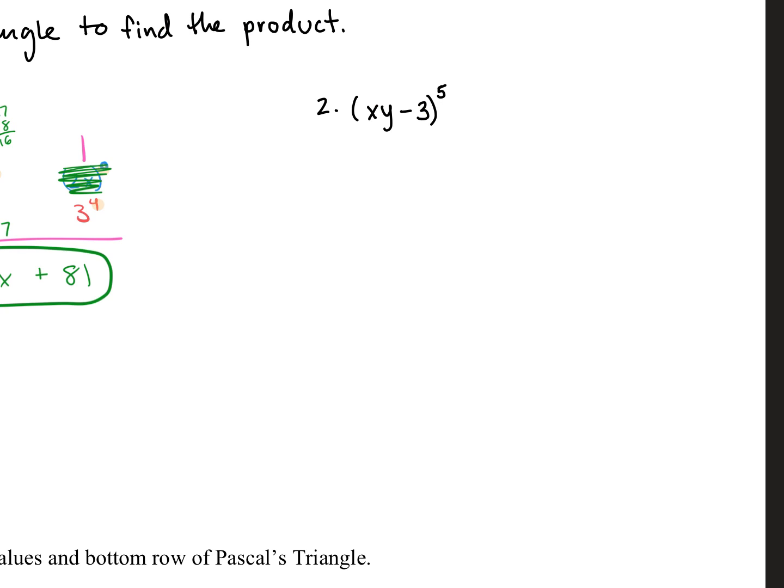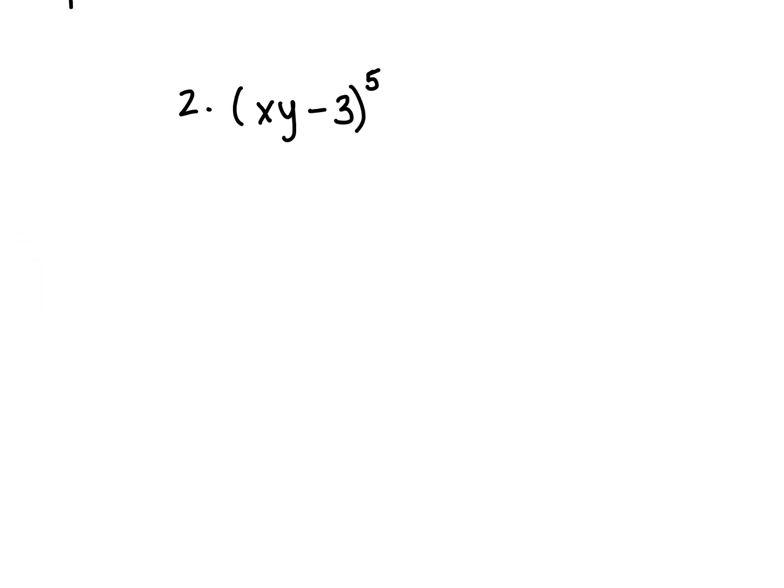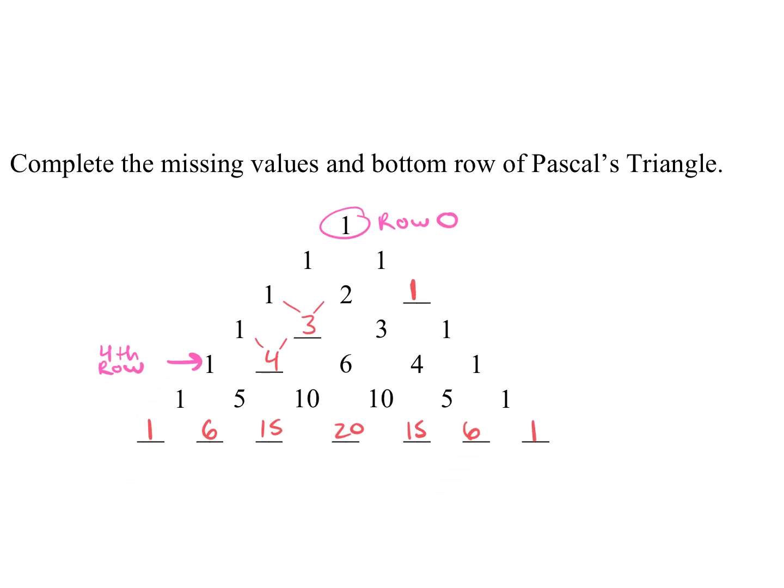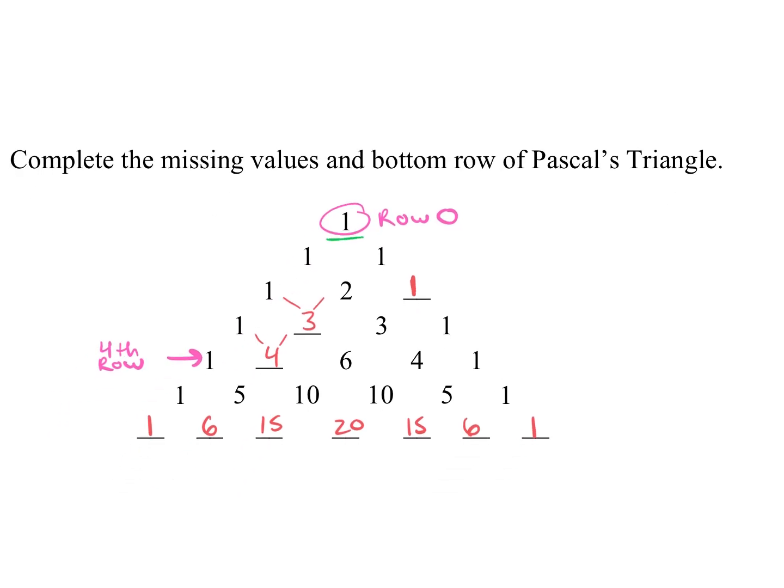So let's look at number 2. Which row of Pascal's triangle am I looking at here? The 5th row. So be careful. The first row, the one that just has one number, that is row 0. The 5th row is the one where the second number has 5 in it. This would be our 5th row.